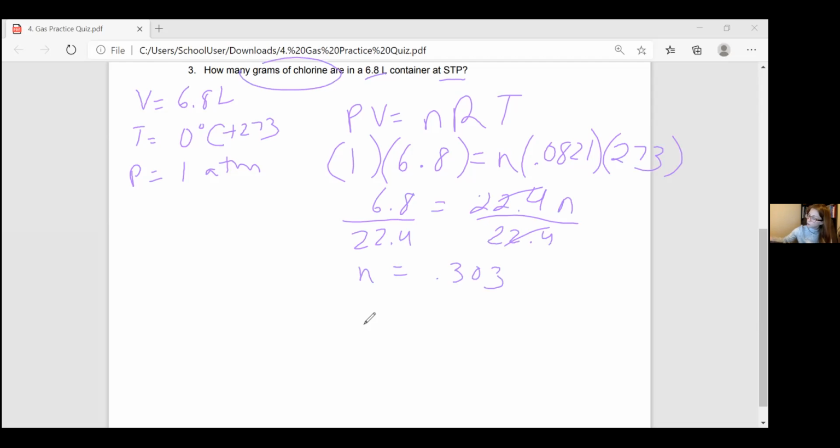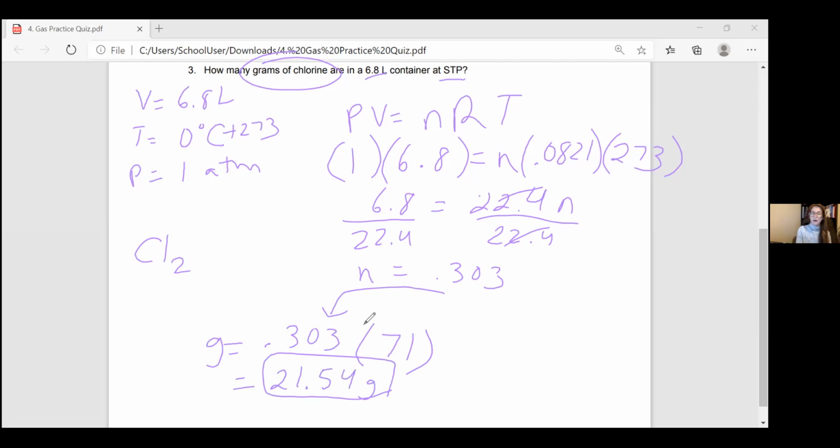Now we want grams of chlorine, remembering that chlorine, if it's just mentioned by itself, is a diatomic. Grams of chlorine equals moles that we just found of chlorine times molecular weight of chlorine, 2 times the 35.5. And that's it.